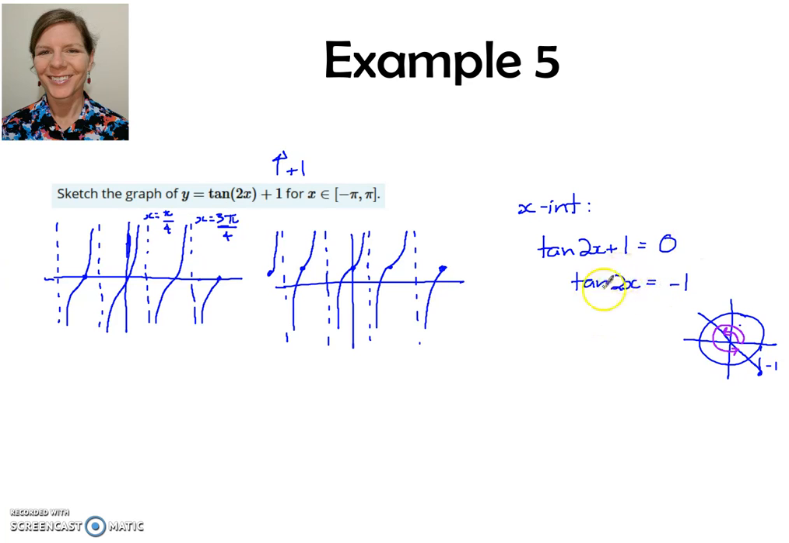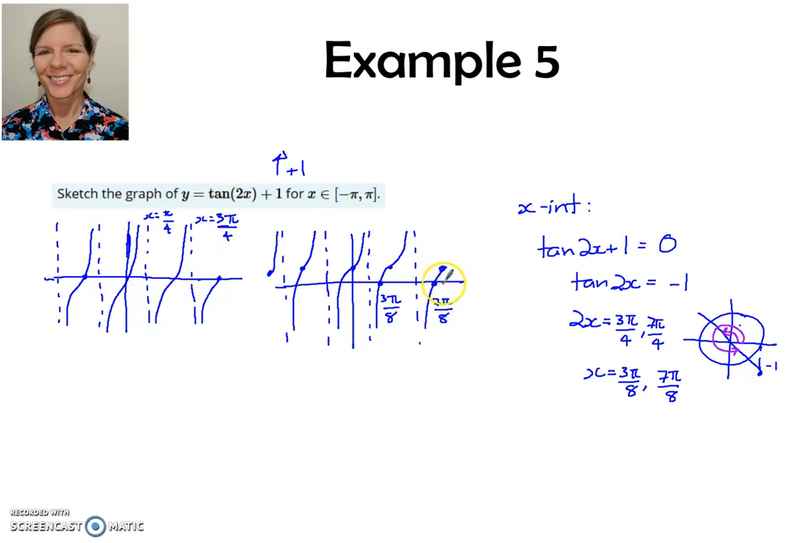Now the trick here is you've got 2x in here, so what we've just worked out is that 2x is 3 pi on 4 and 7 pi on 4. But we want to find out what x is, so you can just divide both sides by 2. 3 pi on 8, rather, and 7 pi over 8. So that means this is going to be 3 pi on 8. This one's going to be 7 pi on 8.